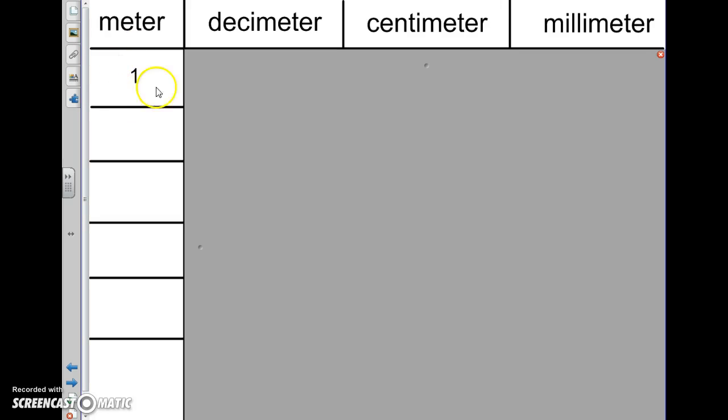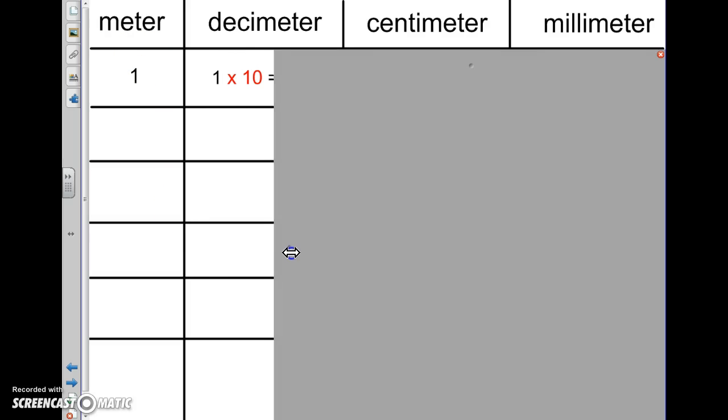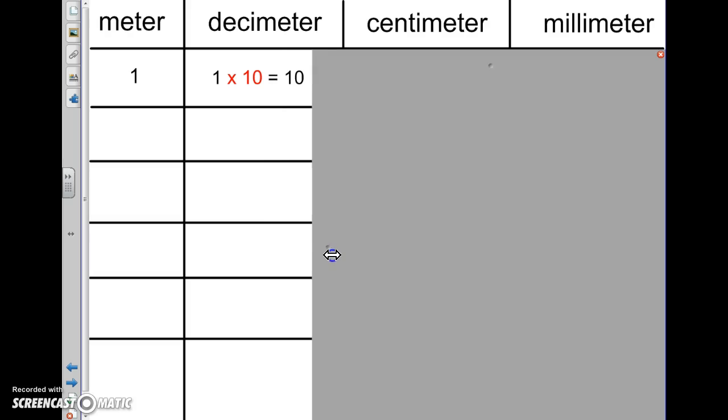So 1 meter, a decimeter, there are 10 decimeters in 1 meter. Deci is Latin for tenth, so it is a tenth of a meter. So that means that to find 1 meter, you just multiply that number by 10. So there are 10 decimeters in 1 meter.